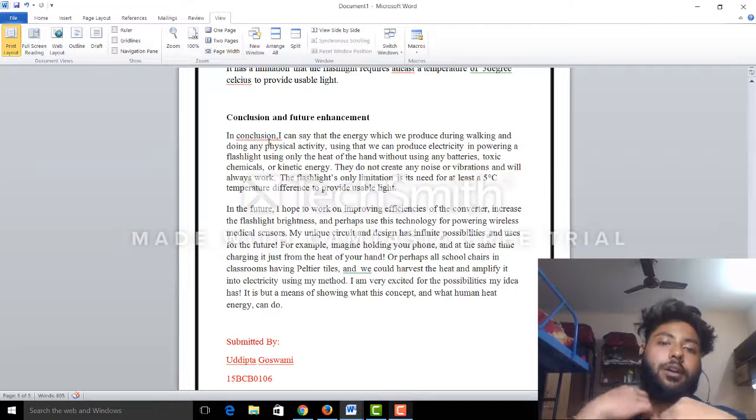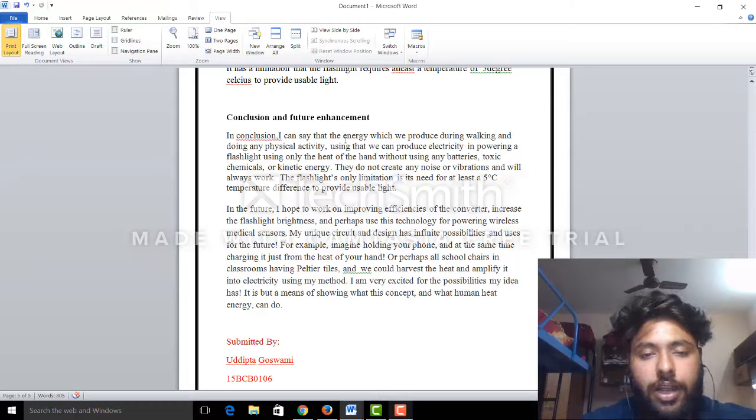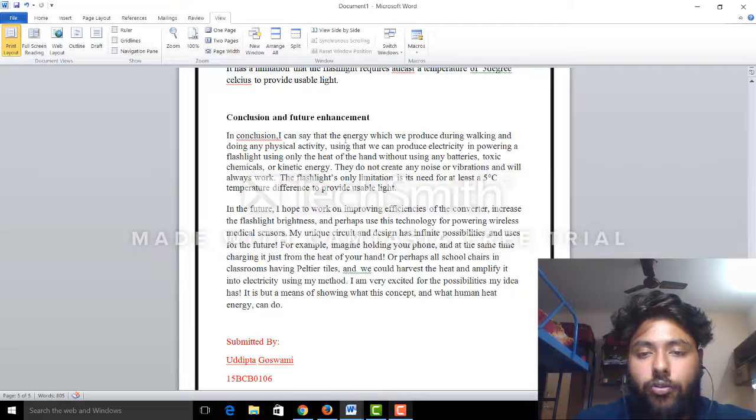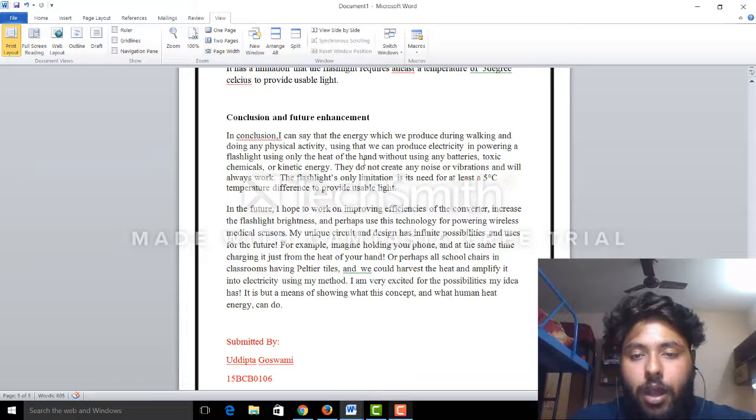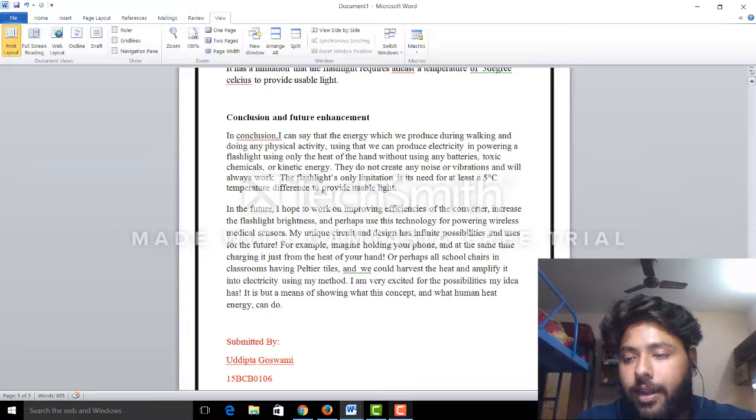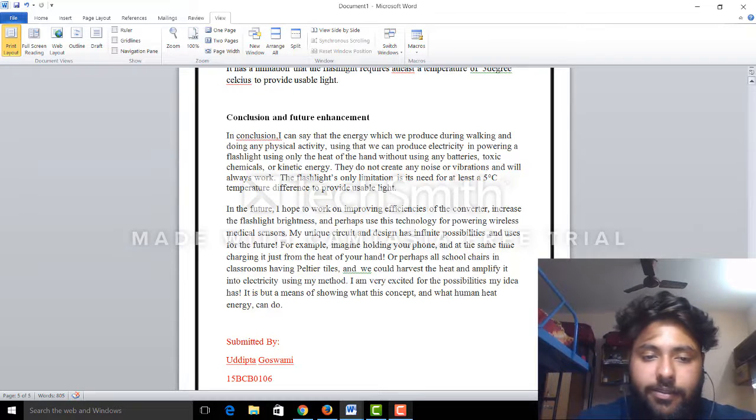So let's come to the conclusion and future enhancement of this project. In conclusion, I can say that the energy which we produce during walking and doing any physical activity, using that we can produce electricity, powering a flashlight using only the heat of the hand without using any batteries, toxic chemicals or kinetic energy. They do not create any noise or vibration and will always work. The flashlight's only limitation is that it needs at least a temperature difference of 5 degrees Celsius.